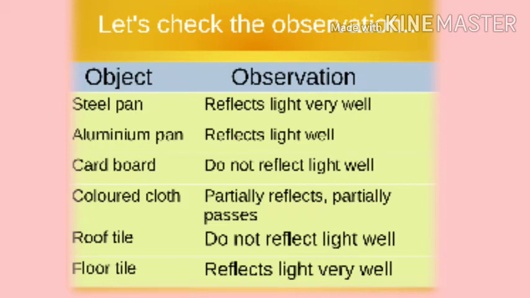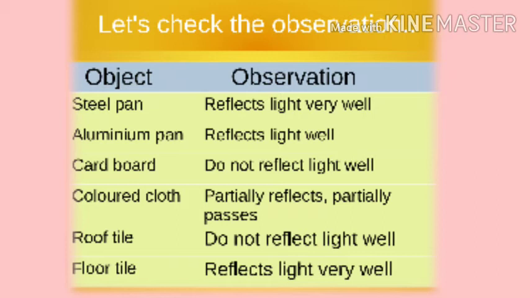The next one we have taken is aluminum. This aluminum partially reflects light. Cardboard does not reflect any light. Shining floor tile partially reflects light. Then the piece of cloth and piece of paper, these too do not reflect light.